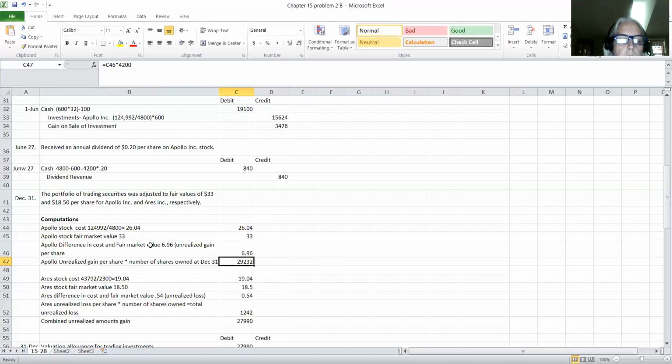But since we had bought two types of investments, one in Apollo stock, the other in Air stock, we need to take a look to see what happened to the Air stock, whether there was a gain or a loss on an unrealized gain or loss on the investment at the balance sheet date.